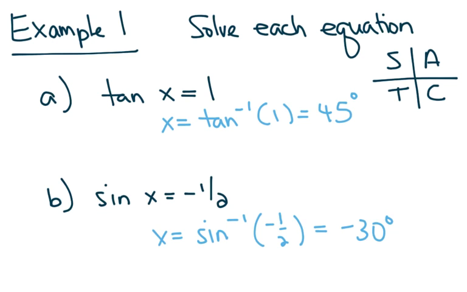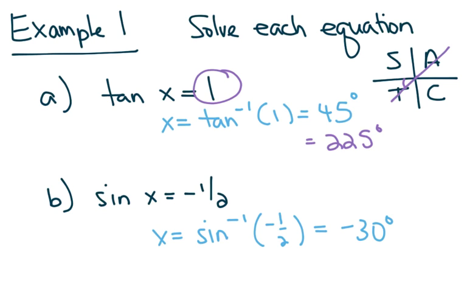So there are actually two angles that will give you positive 1 for the tangent, and one of them is 45 degrees. Since the other positive 1 will be in Quadrant 3, then I have to figure out what angle in Quadrant 3 has a reference angle of 45. Well, it's 180 plus 45, which is 225.